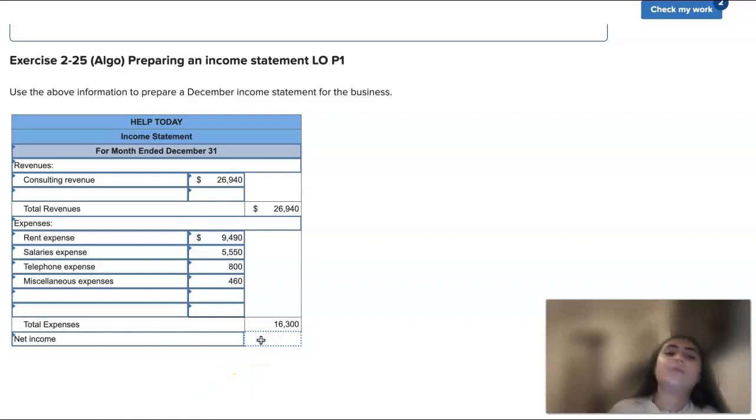To do that, we take revenues minus expenses. So that would be 26,940 minus 16,300, and in my case that would be 10,640.